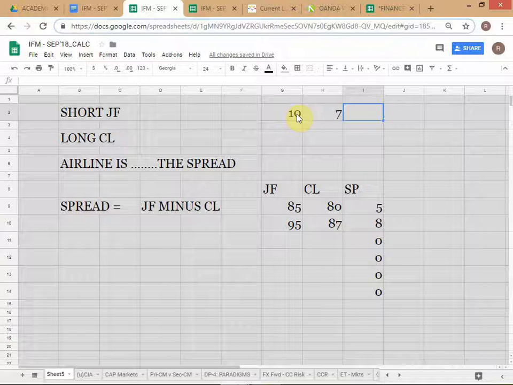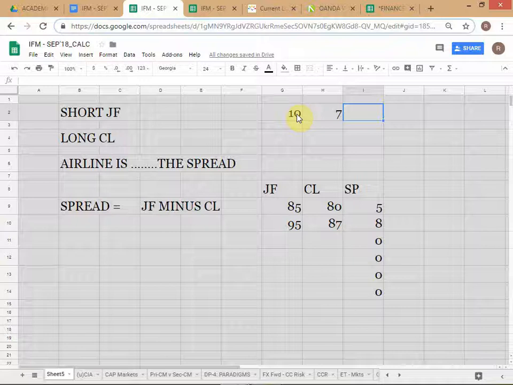So is everyone clear now about the difference, what we mean by spread positions and what we mean by outright positions? Okay, so each of those things, short JF is an outright position, long CL on its own is an outright position. But when you combine the two, that becomes a spread position. Okay, and you have to define the spread in a particular way. Either CL minus JF or JF minus CL, and then you figure out which is better. Actually, a better way to do it is to do JF minus CL. And here you actually short the spread. The airline is short the spread.